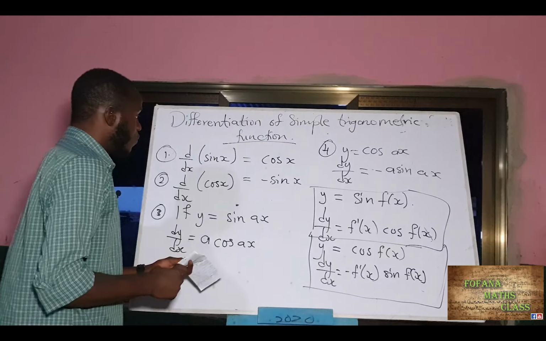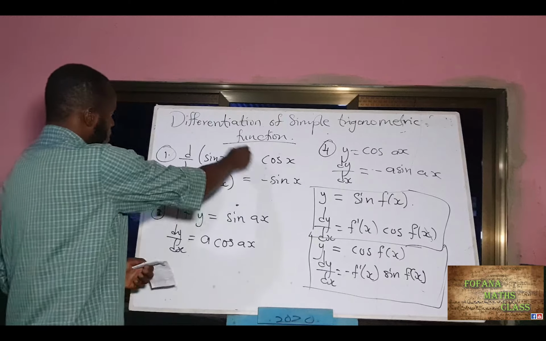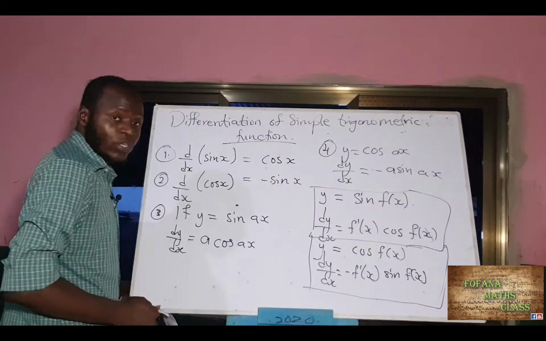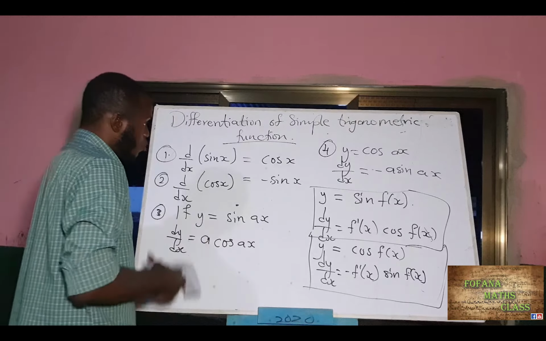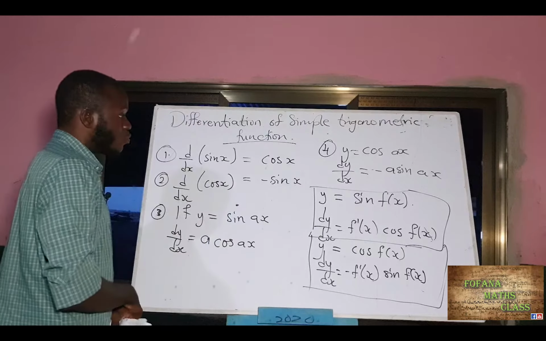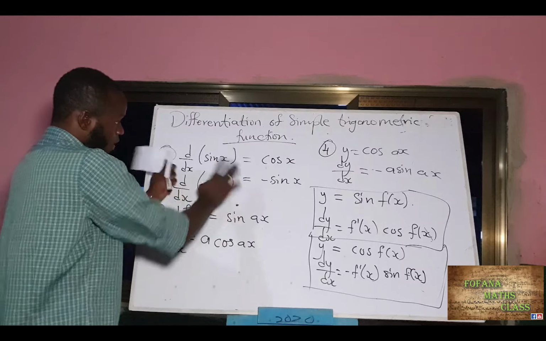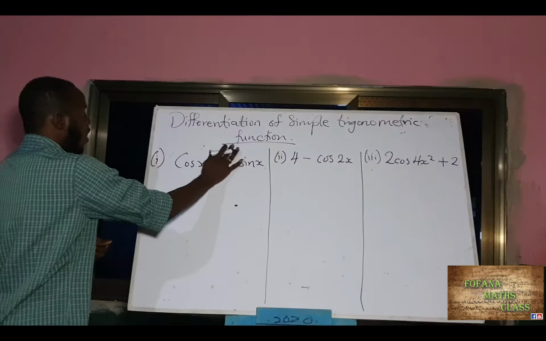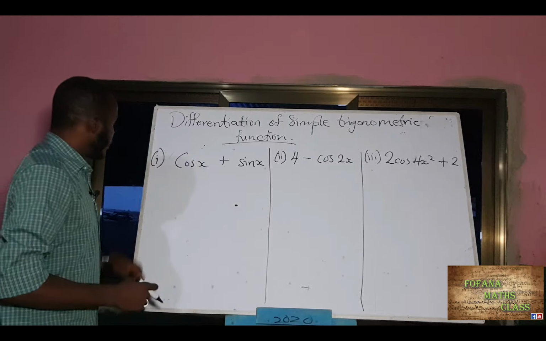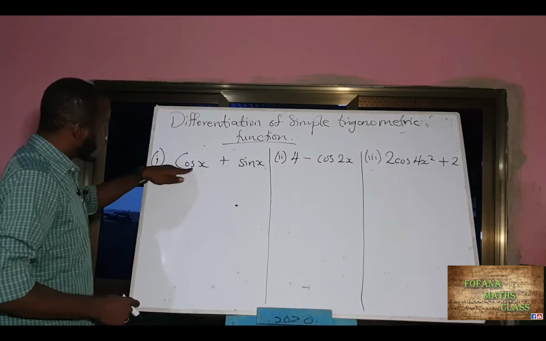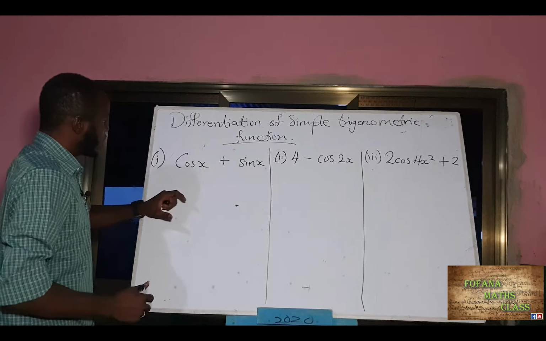So we will take a few examples to illustrate the explanation that we just gave on the board, to further our understanding. Now we have the examples on the board, and the first example is if you have cos x plus sine x, how do we differentiate this?